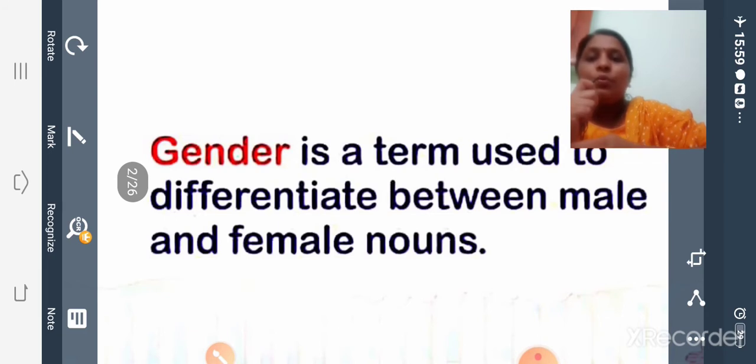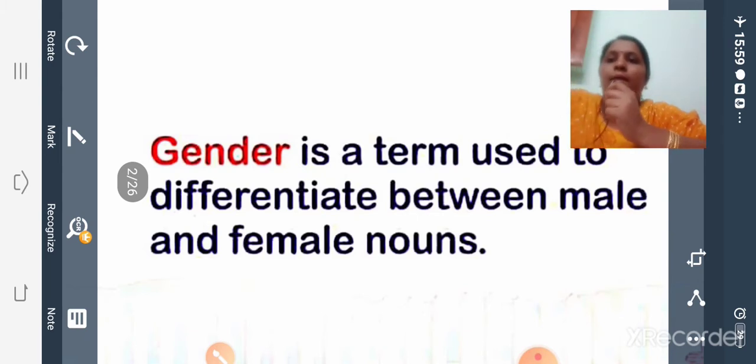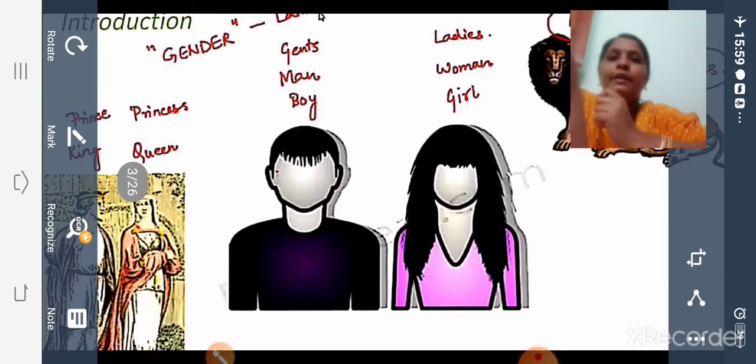Okay, so most of the living organisms have male-female distinction. So for denoting such distinction, we use this word gender. Okay. So I'll show you some examples. Okay. So look at here, listen carefully.